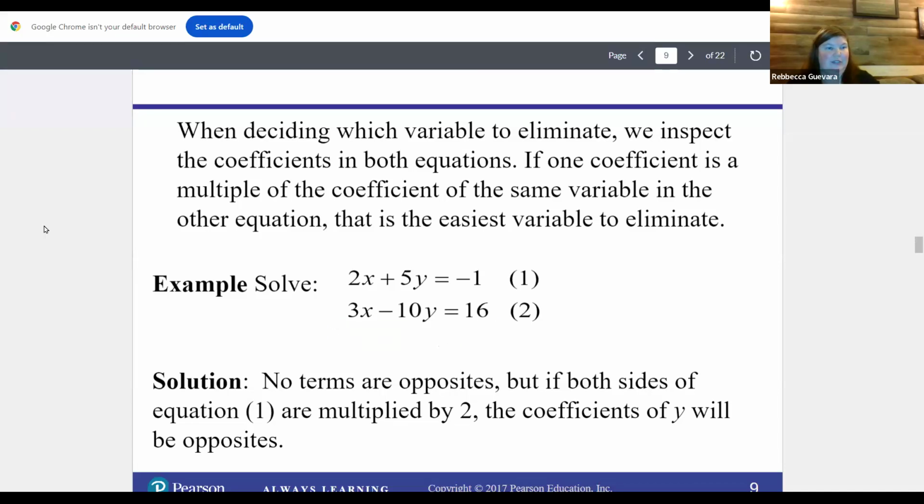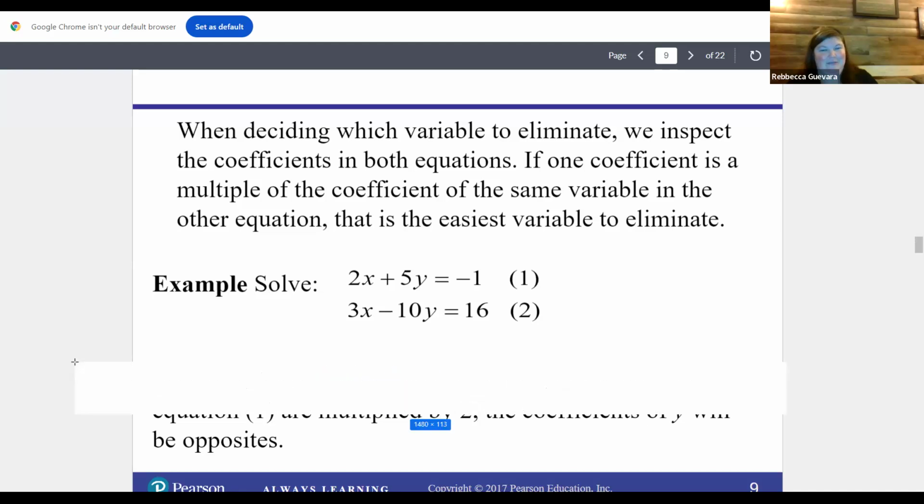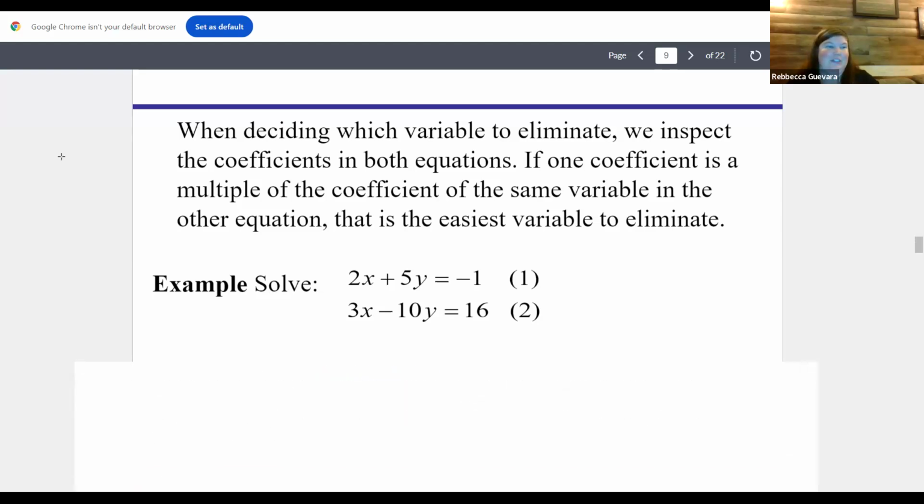So let me erase something here for a second. I'm trying to make sure it's going to be this box here. Give me the wrong color. So let me get rid of this and kind of show you what I'm talking about here.